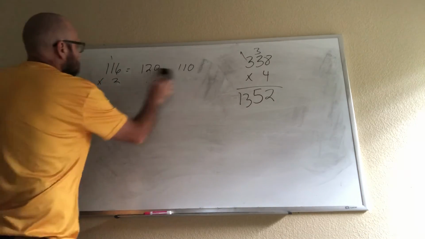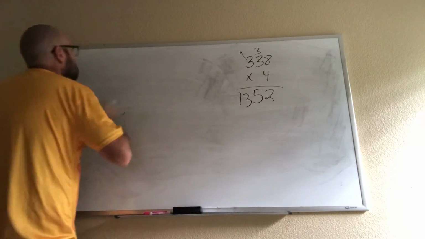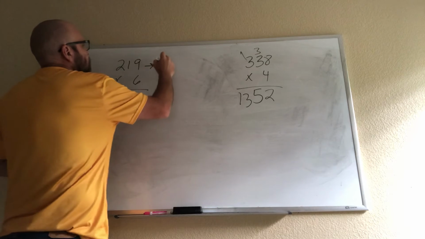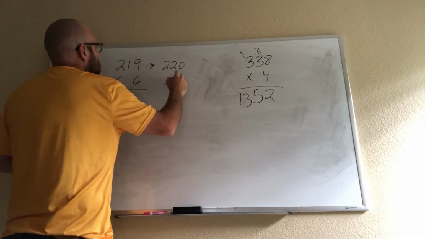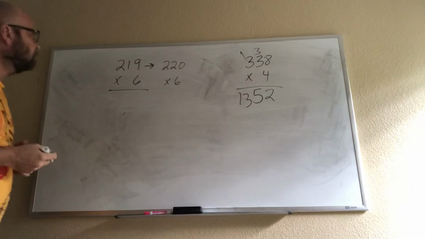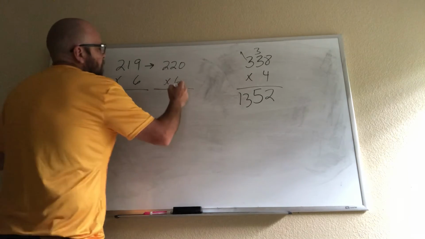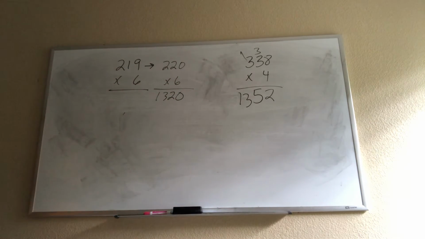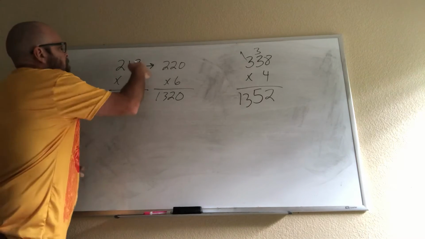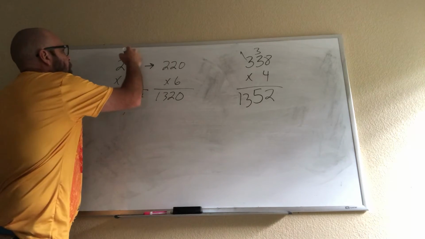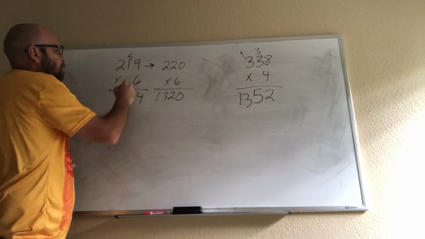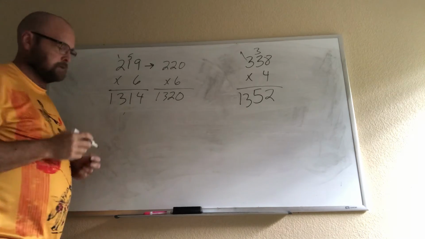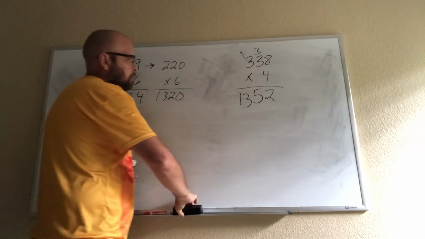219 times 6. I can make this 220 times 6. I can make it 210 times 6. Let's see, that would be 0, 12, 13. So my answer is going to be somewhere around 1,320. 6 times 9 is 54. 6 times 1 is 6, plus 5 is 11. 6 times 2 is 12, plus 1 is 13. Okay, so 1,314.